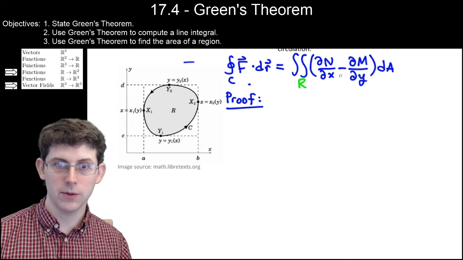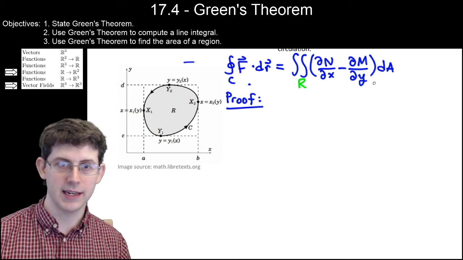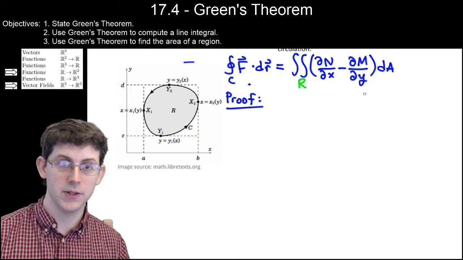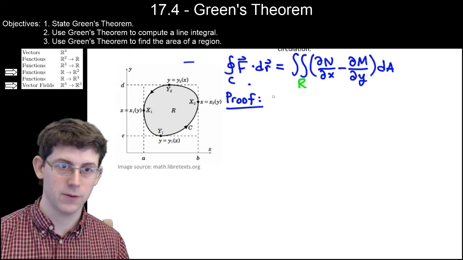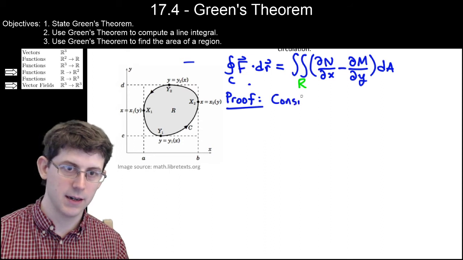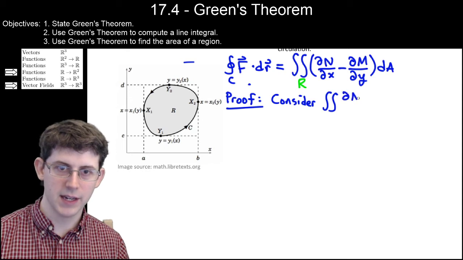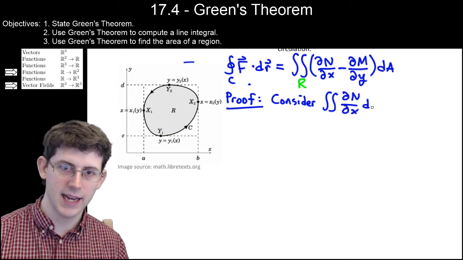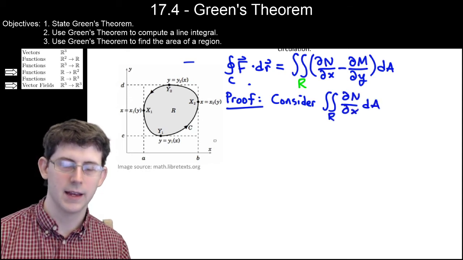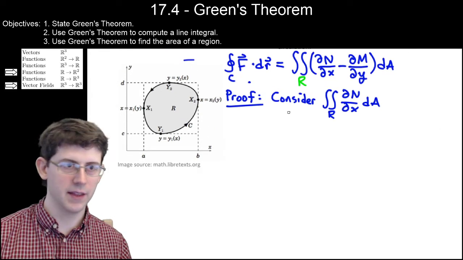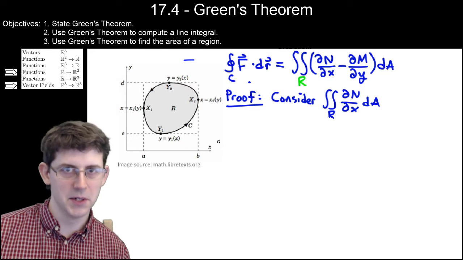Okay, so the first thing we'll do is try to calculate this double integral, but I'll notice that since the double integral has two parts, we can do the two parts separately. So first we'll consider just the integral of partial n partial x dA on this region. And what I'll do is assume that my region is a reasonable shape.